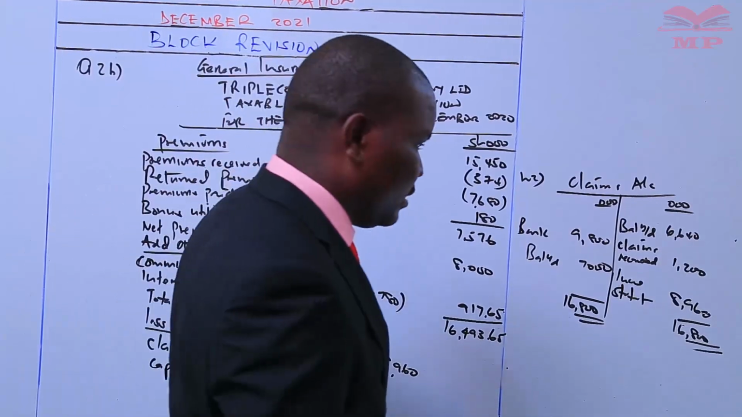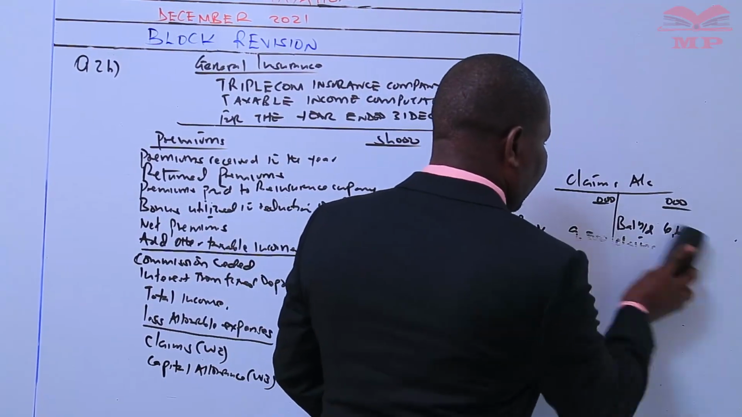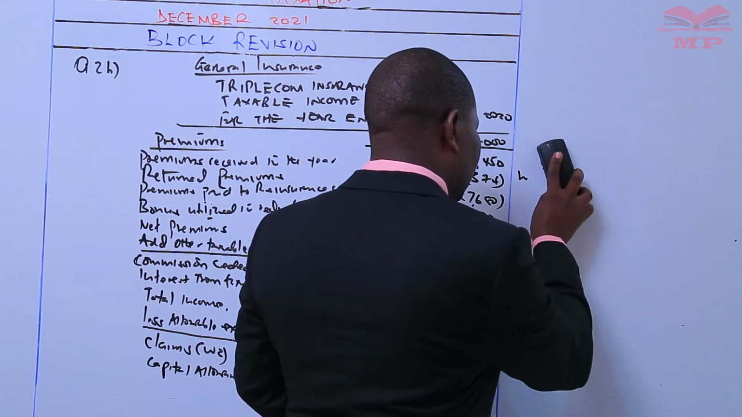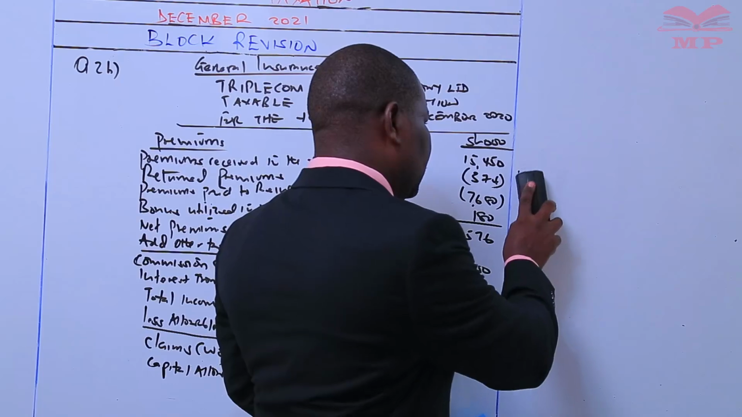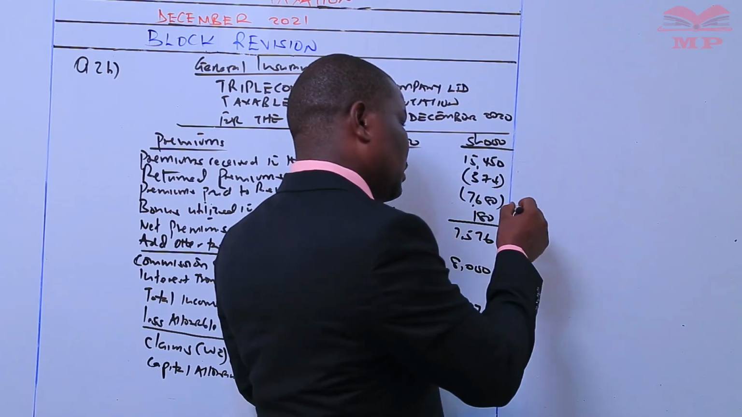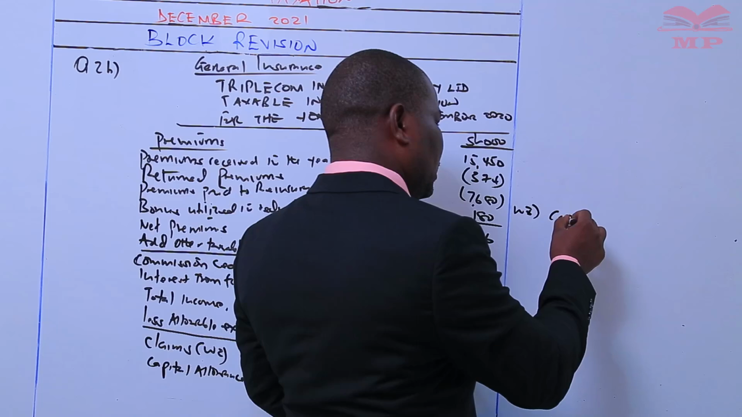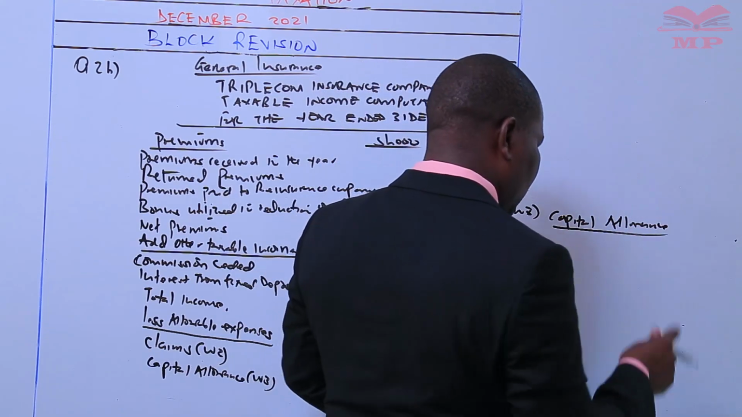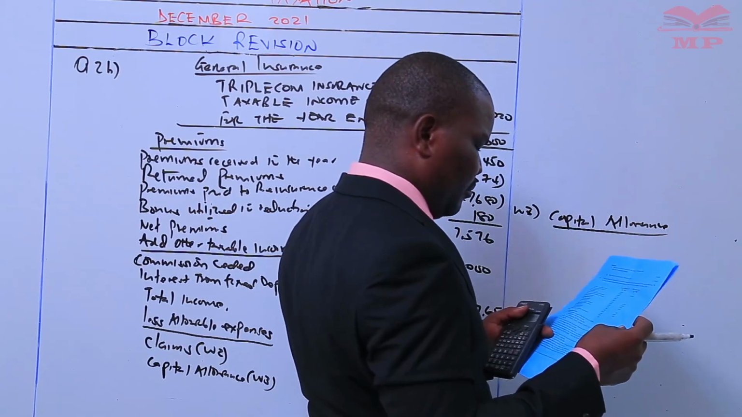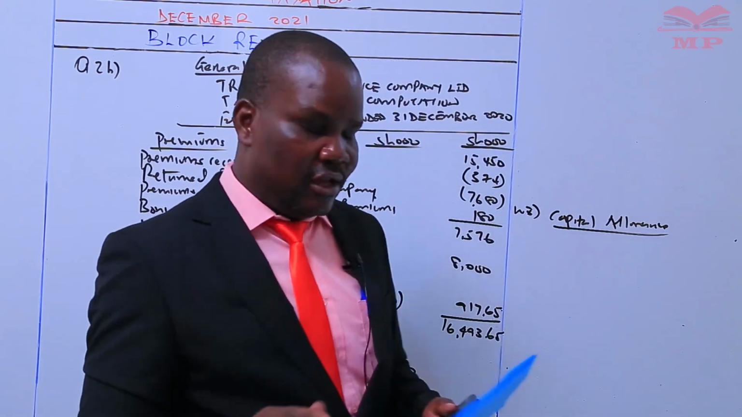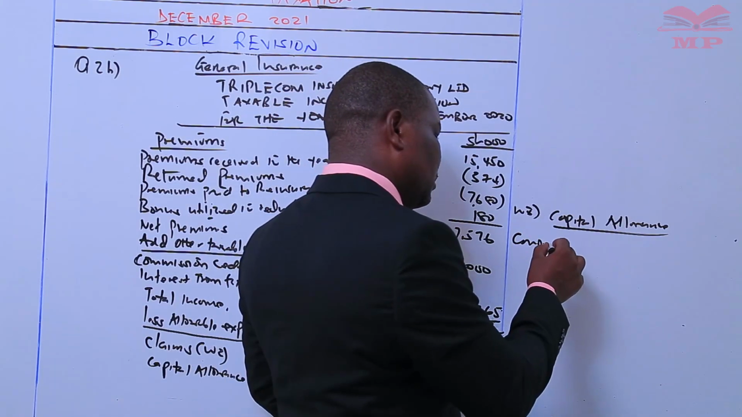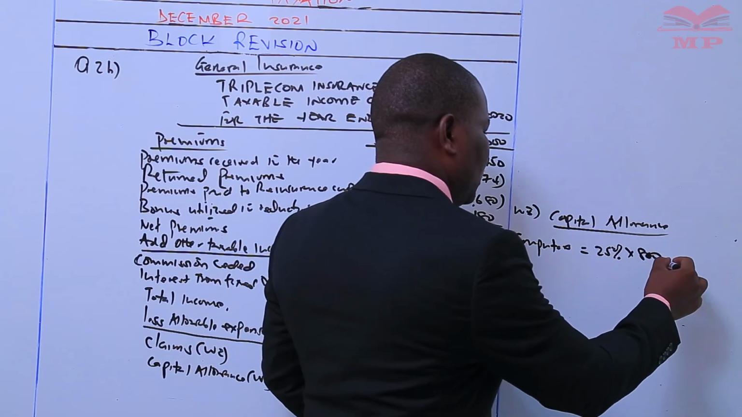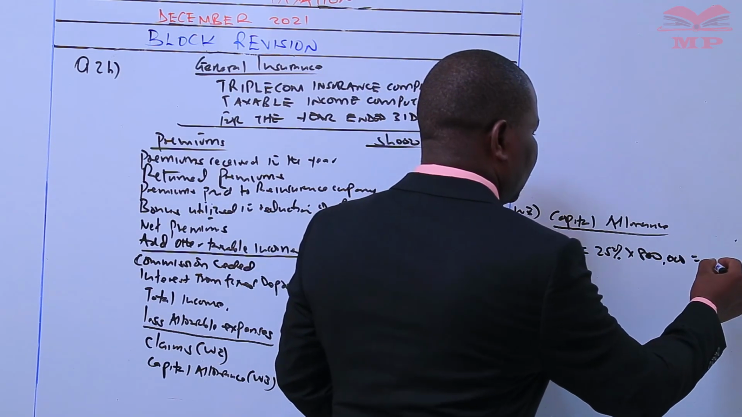So we consider in this case all the capital expenditures qualifying for capital allowance. Working 3, capital allowance. So 1, we have computers. Computers qualify for capital allowance currently at 25%. So we write here computers is equal to 25% of 800,000. That should be 200,000.